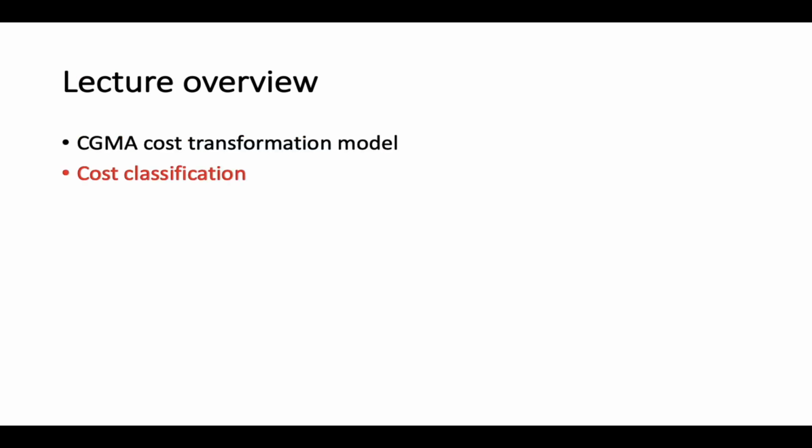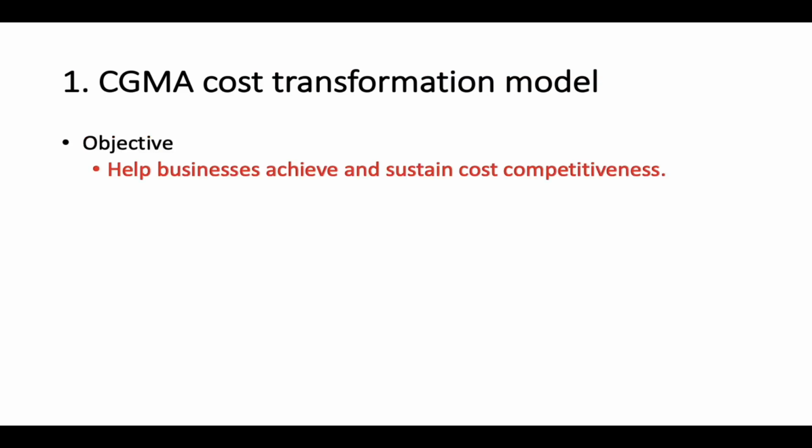Lecture overview. This lecture is divided into the following sections: the CGMA cost transformation model and cost classification. The CGMA cost transformation model. The objective of this model is to help businesses achieve and sustain cost competitiveness. The model recommends 6 changes for businesses to undertake.